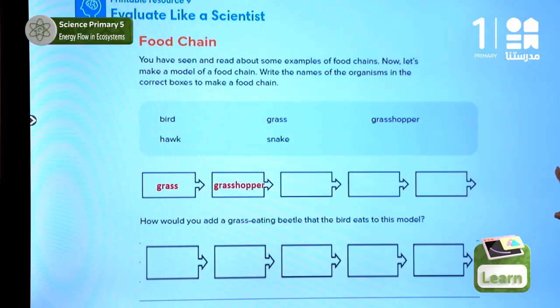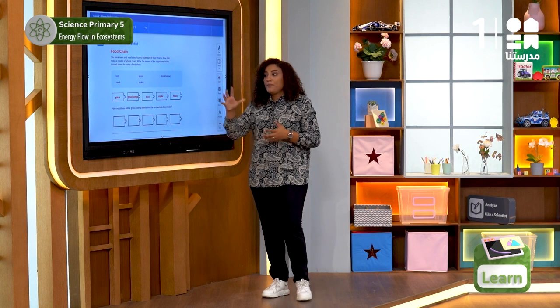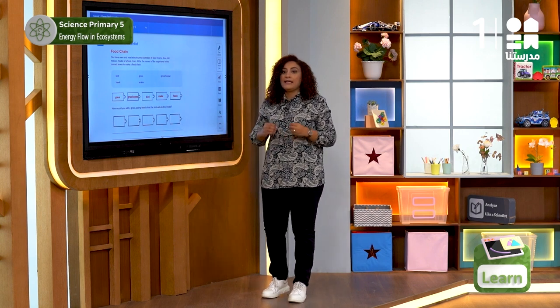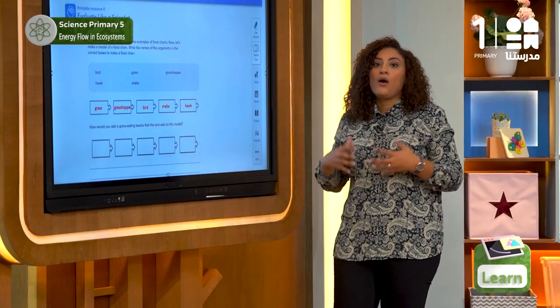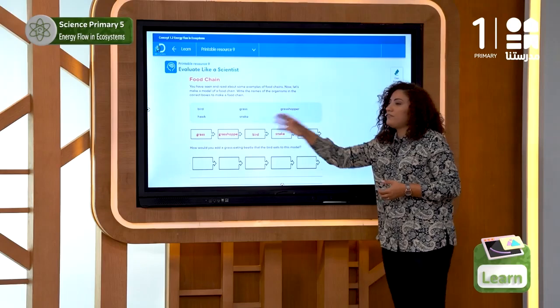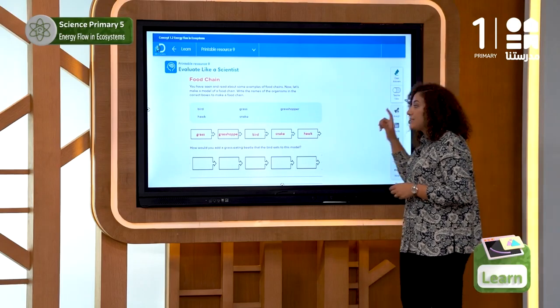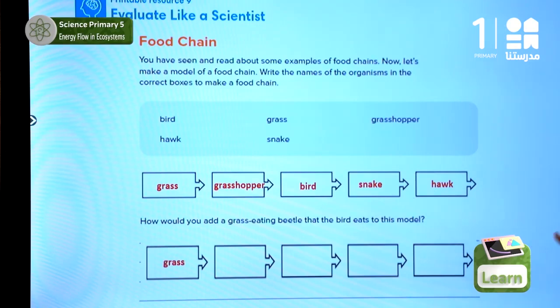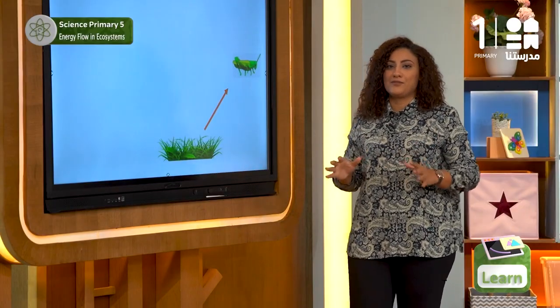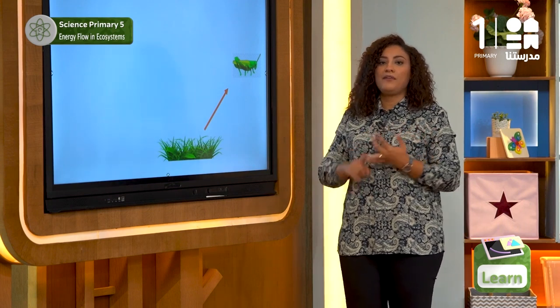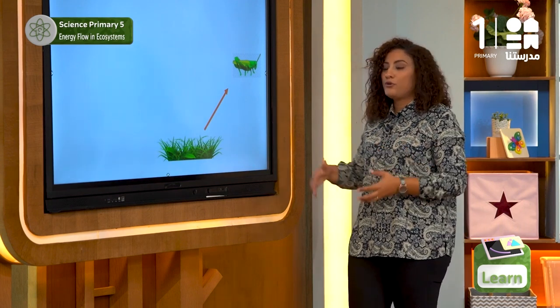Let's see. So we have here the grass, the grasshopper, the bird, the snake, and the hawk. The beetle is grass-eating, and it is food for birds. Let's try to guess which organism the beetle can replace? Exactly, it will be the grasshopper. Now, we have two organisms, the grasshopper and the beetle, and they are also food for birds.